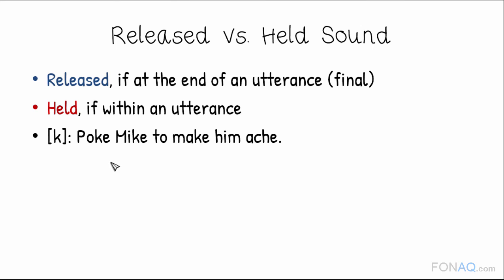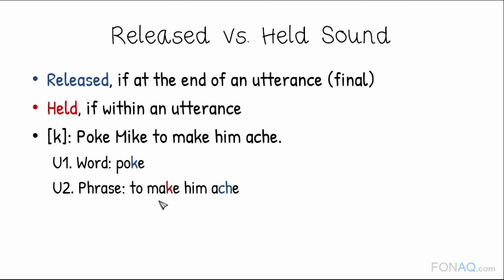Unvoiced K sentence. Utterance 1. A single word. Poke. K is released. Poke. Utterance 2. K of make is inside. K of ache is outside. So hold this and release that. To make him ache.